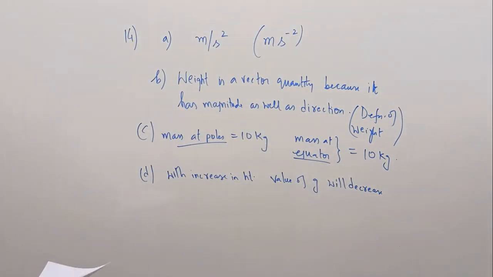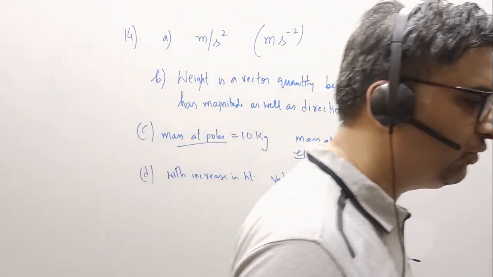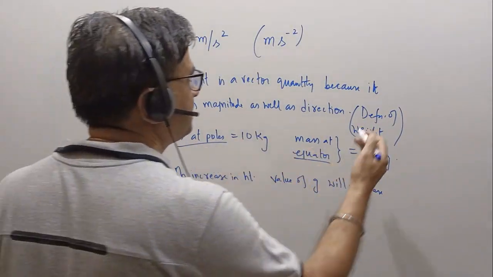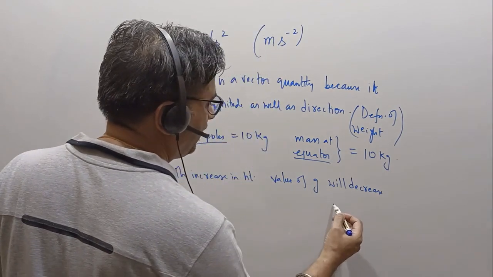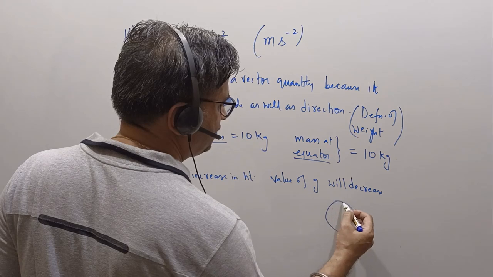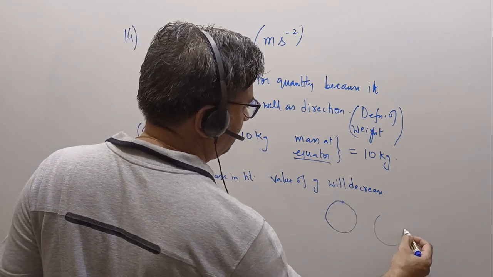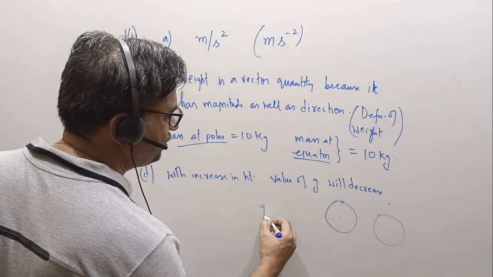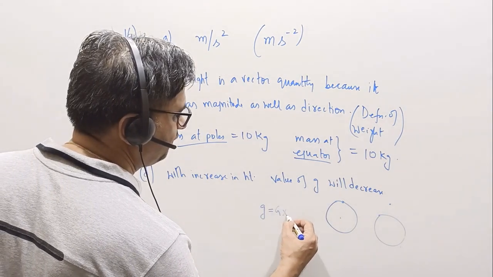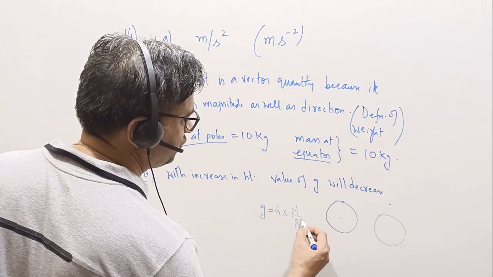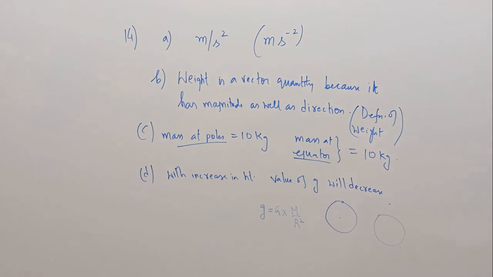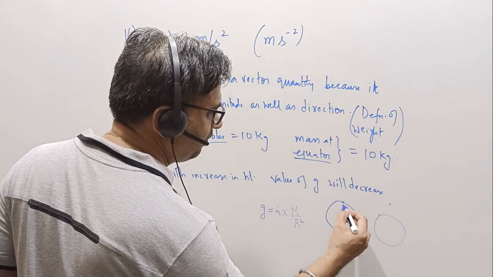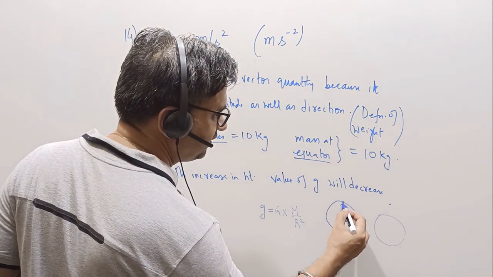Next one, what happens to the value of g as h increases? Now, I think we will try and understand this question comprehensively. I'm talking about a scenario where we are on the surface of the earth and we are at some height above the surface of the earth. Now we know that the value of g is given by G into M by r square, where r is actually the distance between the mass and the center of the earth.